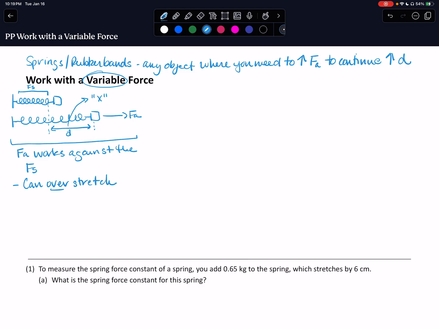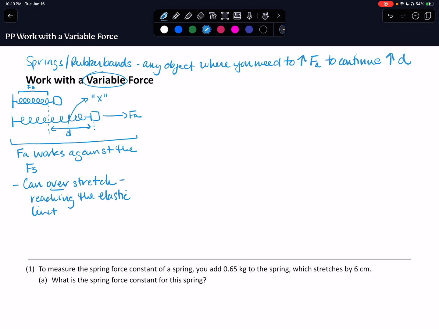But you can overstretch your spring. And when you do that, it won't snap back anymore. That's called reaching the elastic limit of your spring. Each spring and rubber band is going to have very different values for that, depending on what they're made of and depending how large they are, how small they are, how many turns you have in the spring, all kinds of things.